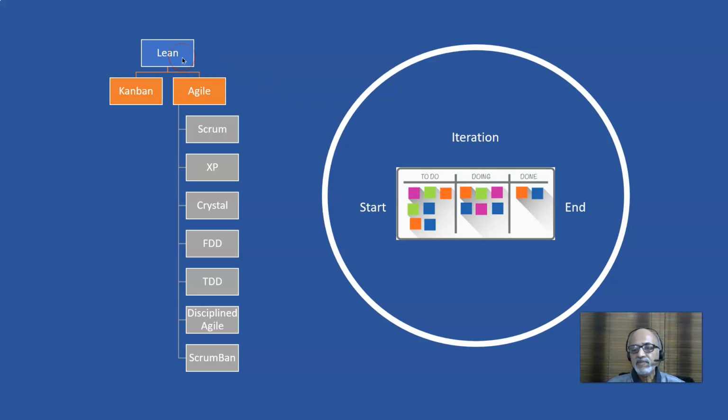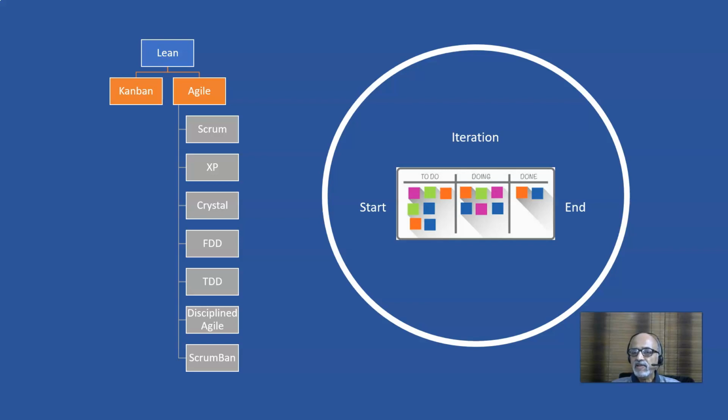So lean is on top because the origins were from lean, and we have Kanban and Agile. Kanban focuses on continuous flow. So let's say we are tracking defects. As and when a defect comes in, it gets into the to-do, and the defect fixing team fixes it, and it moves on to done. So we are talking about a continuous flow.